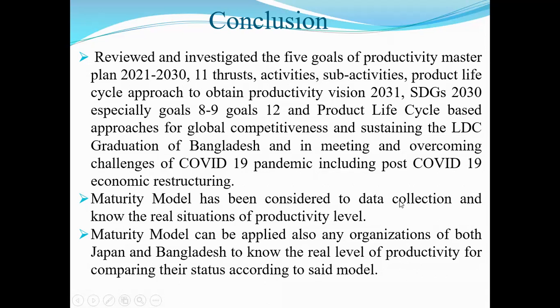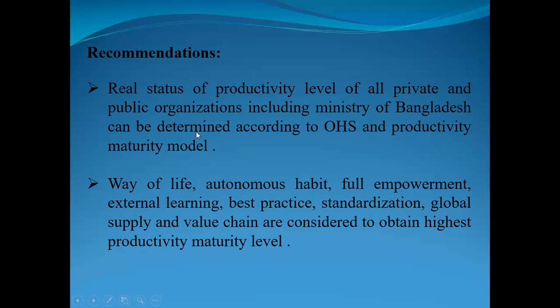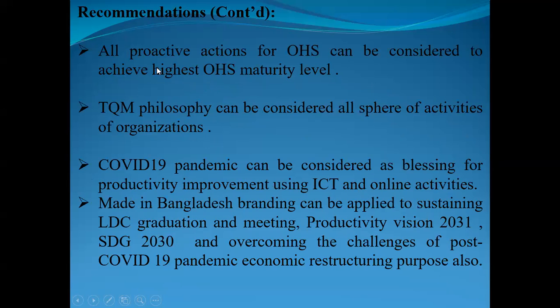A maturity model has been considered for data collection and to know the real situation of the productivity level. The maturity model can also be applied by many organizations, in both Japan and Bangladesh, to know their real level and compare their status. This is the real status of level for all private and public organizations, including ministries in Bangladesh, which can be determined according to the occupational health, safety, and productivity maturity model. Way of life, autonomous habit, full empowerment, external learning, best practice, standardization, global supply, and value chain are considered to obtain the highest productivity maturity level. All proactive actions here can be considered to achieve the highest level.